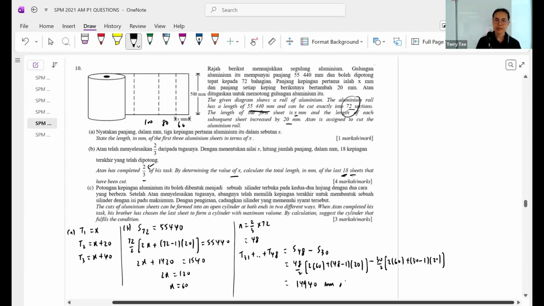Okay. Now, next one. The cut aluminium sheet can be formed into a cylinder open at both ends in two different ways. When Atan completed his task, his brother chose the last sheet to form a cylinder with a maximum volume. By calculation, suggest the cylinder that can fulfil the condition. Okay, so do you understand the question? Picture this. Your aluminium piece looks like this. You want to form a cylinder. How to form a cylinder? Two ways. Number one, you roll it this way.